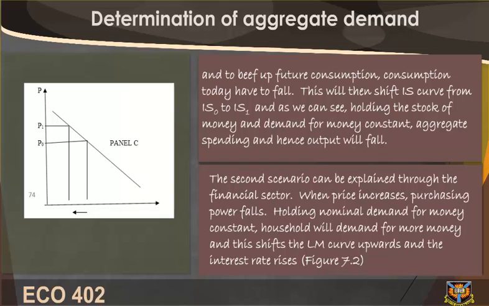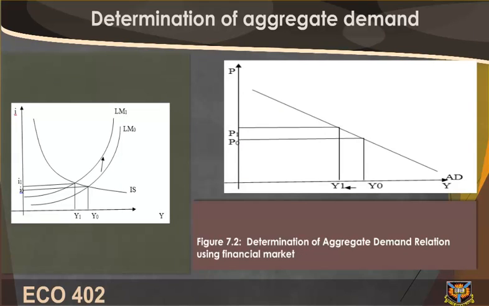The second scenario can be explained through the financial sector. When price increases, purchasing power falls, and holding nominal demand for money constant, households will demand more money, and this shifts the LM curve upwards and the interest rate rises. Figure 7.2: Determination of aggregate demand relation using financial market.